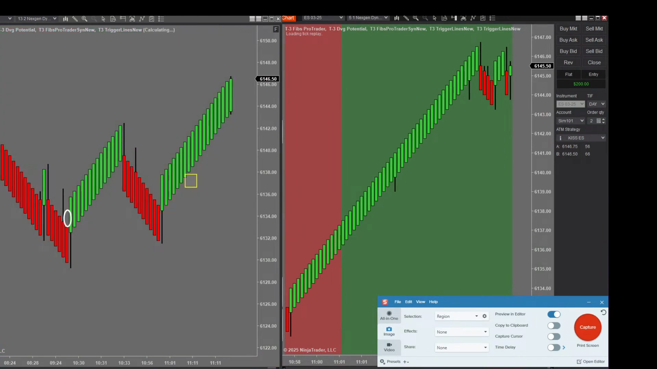Been doing the same thing because it works. Because it's an edge, because it's a pattern that's been proven to win more than it loses. And that's all trading is.